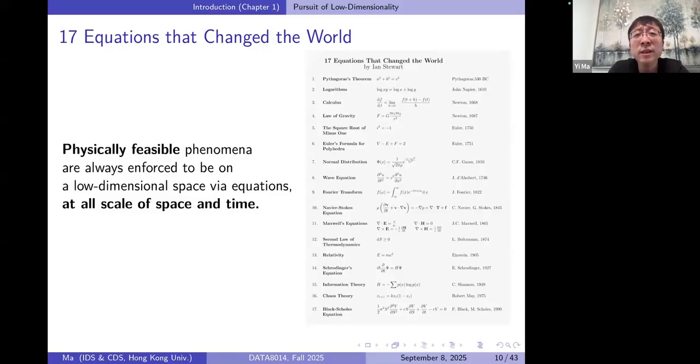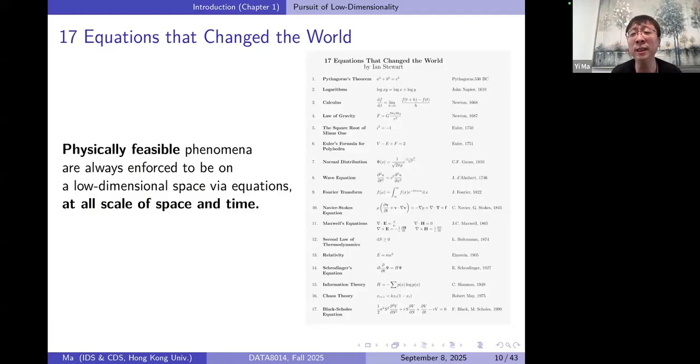It doesn't really matter, but almost all physical phenomena we know today belong to one of those so-called 17 equations that changed the world. Of course, the majority of them are equations describing physical phenomena, such as electromagnetism, the Navier-Stokes equations for fluid dynamics, and Schrödinger's equation describing quantum mechanics, and so on and so forth. And this is actually the interesting thing.